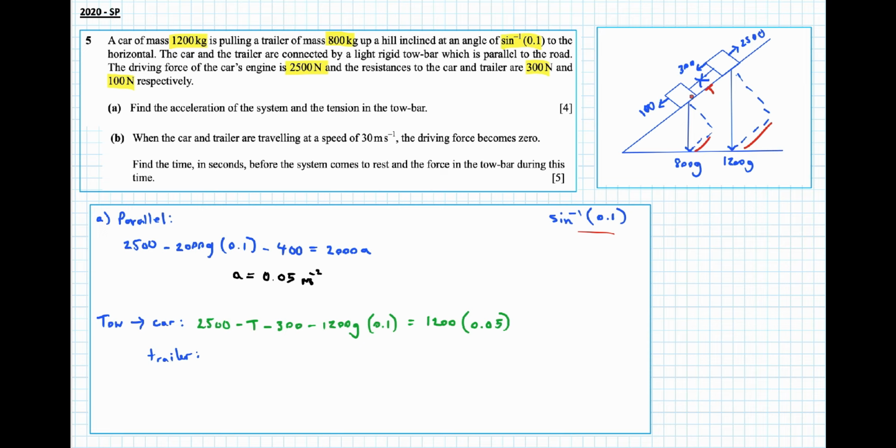And again, the trailer will do the same. What's its driving force? Well, it just has a T at the front there, connecting to the first particle of the car. So T minus 100 minus 800 G times 0.1 is equal to 800 times 0.05. And again, do either one or both, and you'll get the same answer for the tension. And the tension is 940.